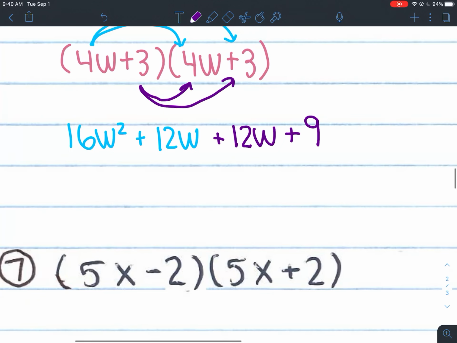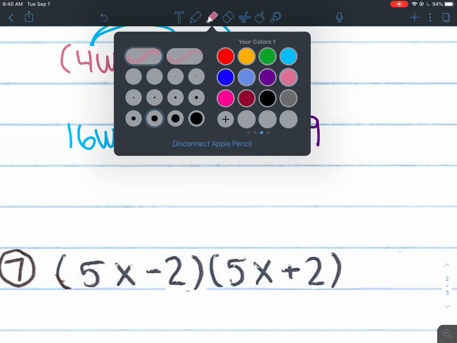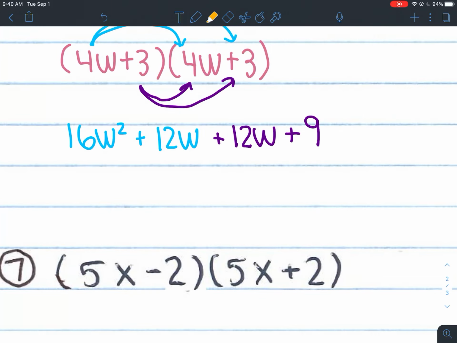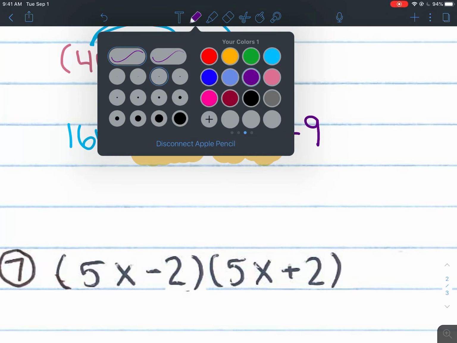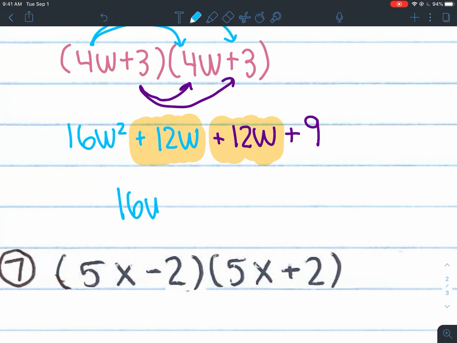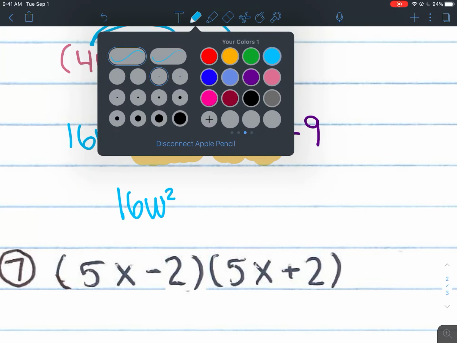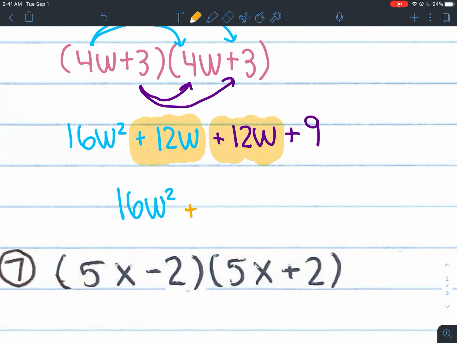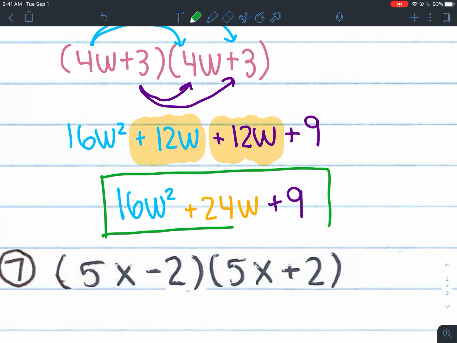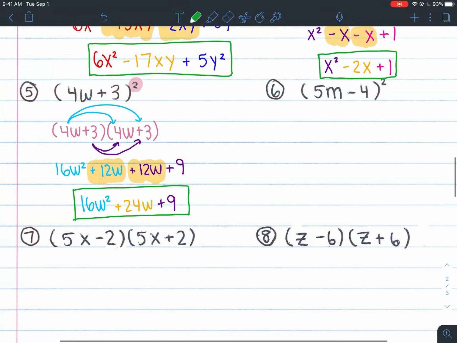All right. So now, before we finish, we want to make sure and check to see if we have any like terms, and we do. We have w's that are similar, so 12w and 12w. So we have 16w squared. 12 plus 12 is 24, so positive 24w. And then plus 9. So this is our simplified expression. We cannot simplify it any further. Okay.